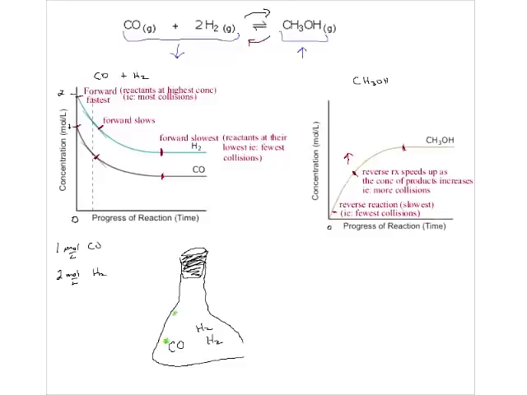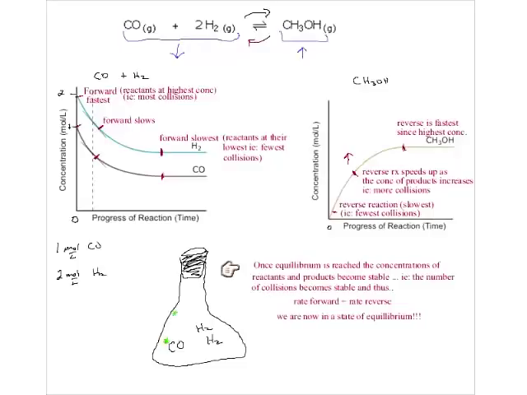And eventually we get to a point where the reverse rate is going to be the fastest because this is where the concentration of methanol is the largest. We got the most collisions. So it's like a reverse thing happening here. At this point though, the forward rate is equal to the reverse rate. And there we go.